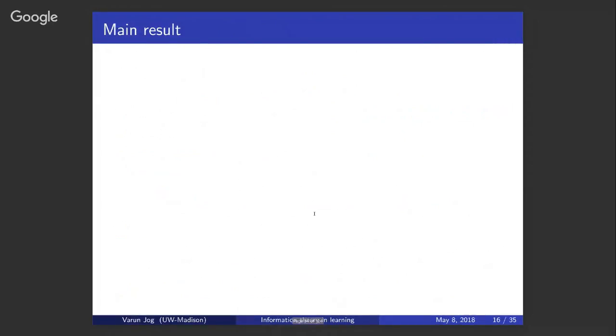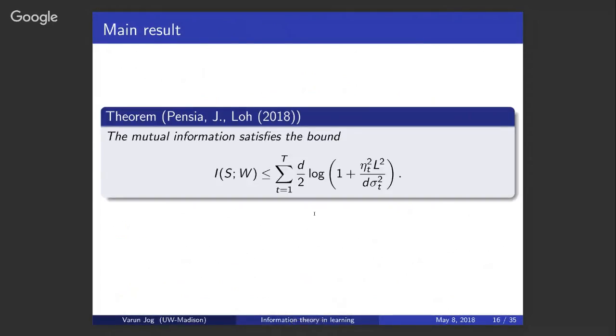All right, so here's our main result: in these kinds of algorithms where you have an iterative structure, the mutual information between W, which is your output, and S, which is the data set, can be upper bounded by this term on the right. Just recall that eta_t was the step size, and sigma_t squared was the amount of noise that we were adding. d is the dimension. And there is this summation term which goes from 1 to T, where T is the amount of time you ran the optimization procedure.